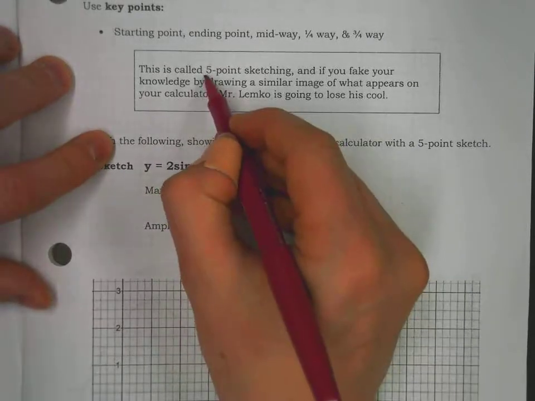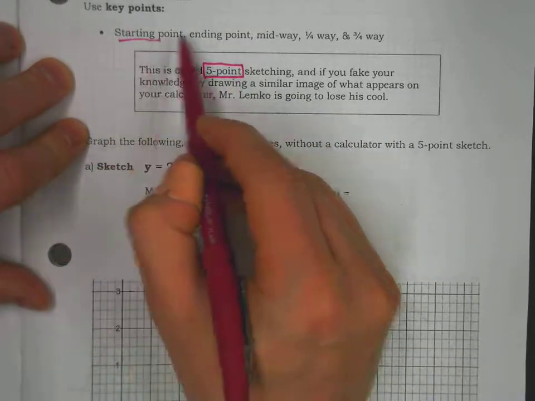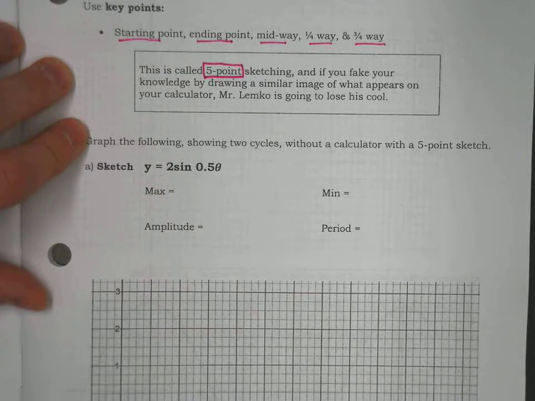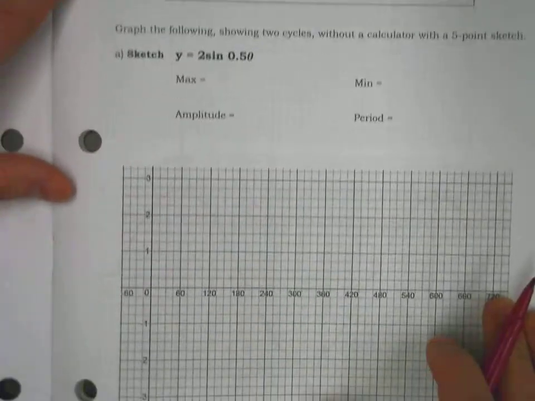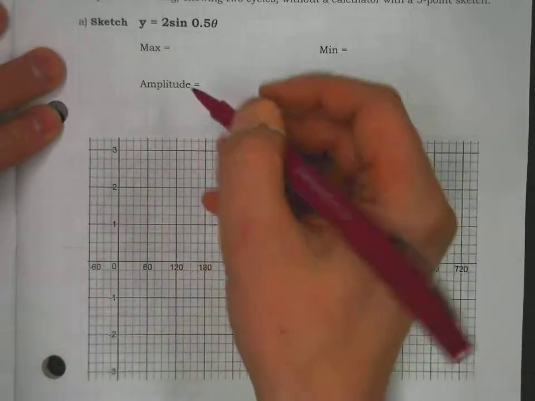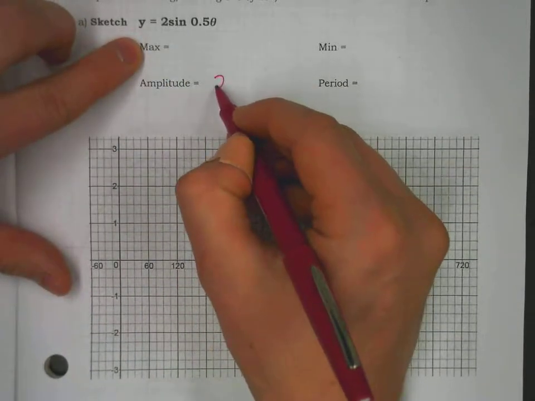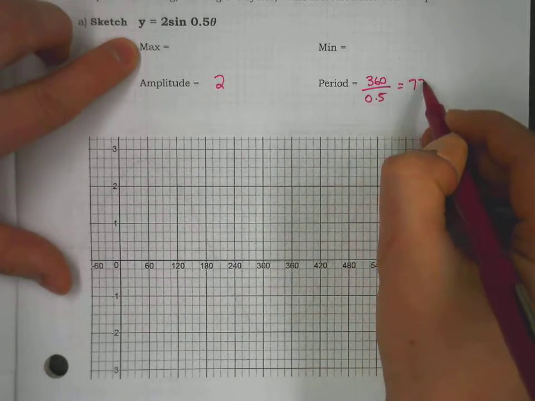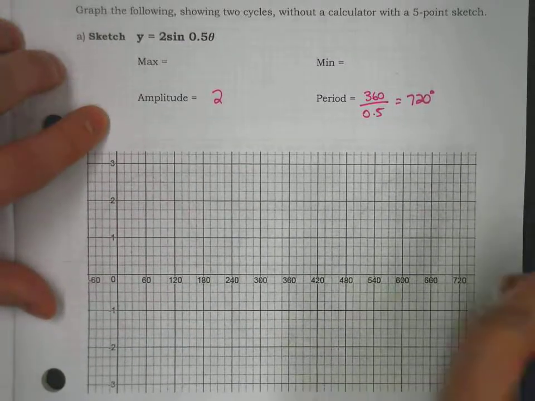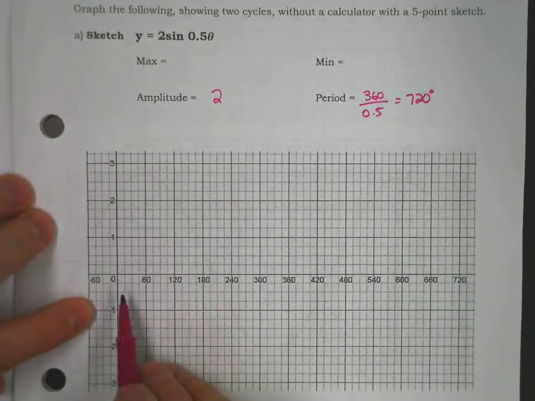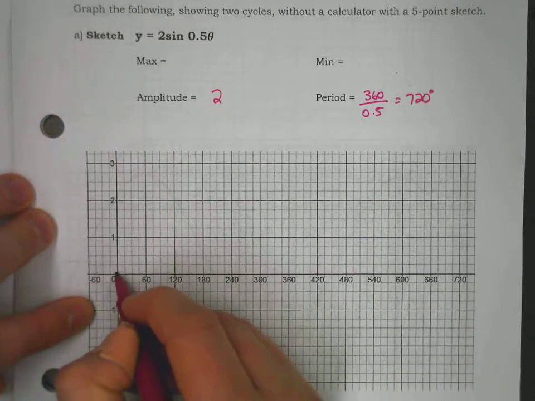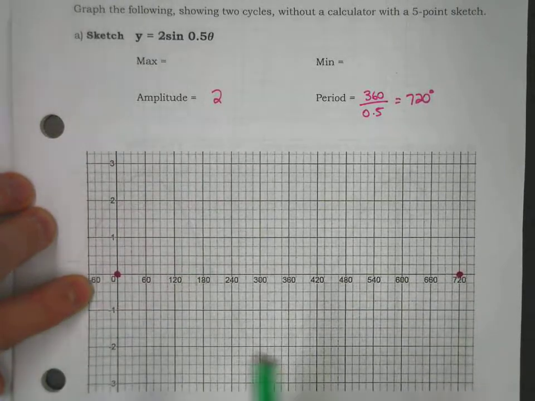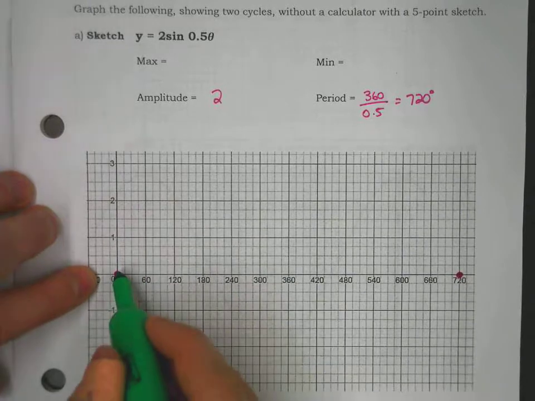We're going to graph 5 points. The first point, last point, halfway, quarter way, and 3/4 way point. 5 points. And we're going to break things up into quarters. So in 2 sine of 0.5 theta, the amplitude is 2. The period is, in degrees, 360 divided by 0.5 is 720 degrees, which means when we're looking at 0 to 720, our first point is 0, our last point is 720. What I also know is that the amplitude is 2, 1, 2.